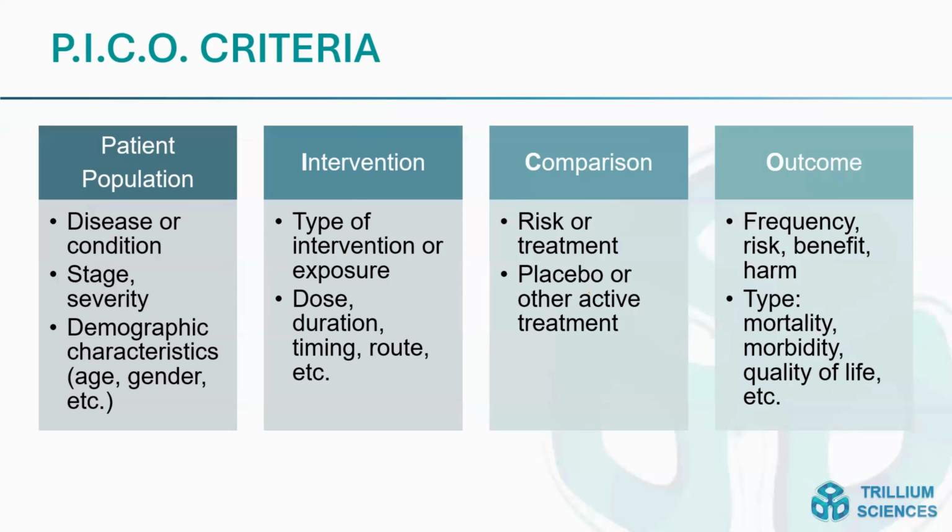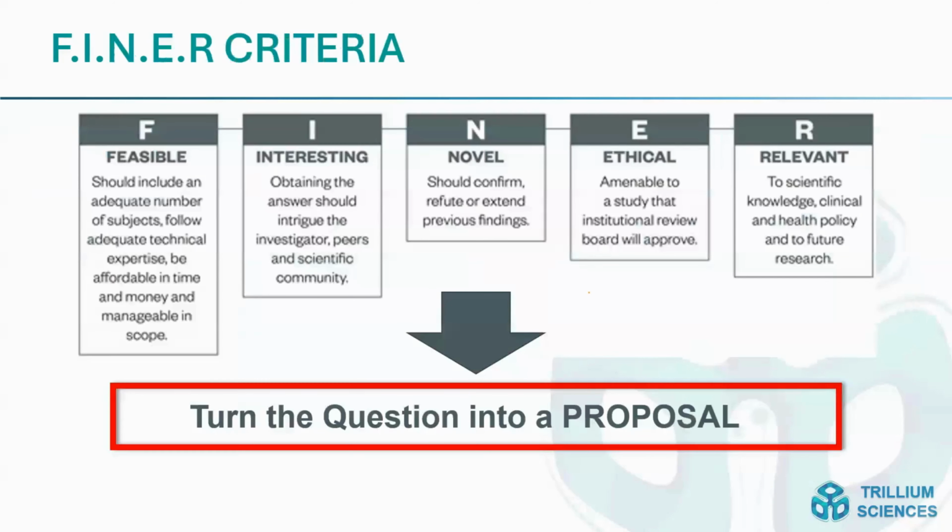Comparison, we can compare a lot of things. It's not only efficacy, as we mentioned. So we can compare risks or treatment. We can compare placebo or other active treatment. We can compare outcomes like frequency, risks, benefits, harms. We can talk about mortality, morbidity, quality of life. All that are outcomes we can also include in our research question.